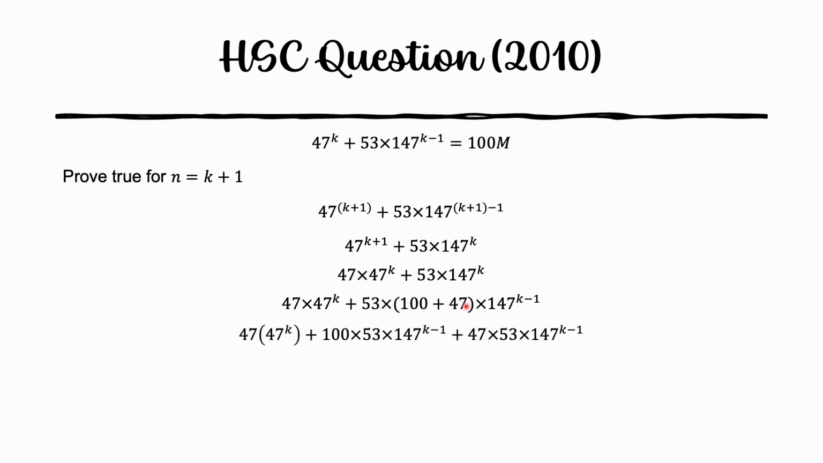Now it gets weirder again, but continue. So we've just changed the times sign here into brackets. And what we've done here is for each term, we have times it by them. So for each term, you can agree that we do 100 times 53 times 147 because they're all times. And then you do the same for 47. So what we've done here is we've just written it out. So we have 100 times 53 times 147 to the k minus 1 plus the 47 version, because it's plus 47 times 53 times 147 to the k minus 1.